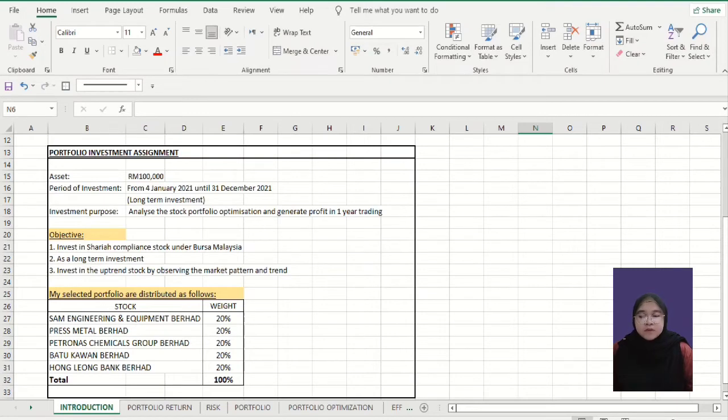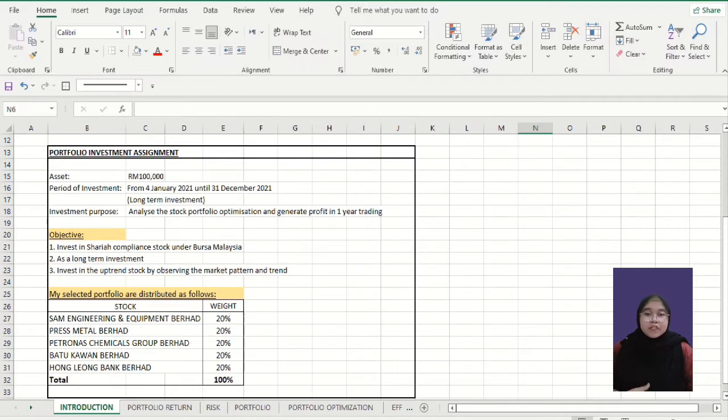So here are my 5 selected stocks. First is SAM Engineering and Equipment Berhad, which is under manufacturing and aerospace industrial. Second, Press Metal Berhad under aluminium and metal products industrial. Third, Petronas Chemicals Group Berhad, which is under oil and gas industrial. Fourth, Batu Kawan Berhad, one of the companies under chemical and plantation industrial. And the last one, Hong Leong Bank Berhad, which is under bank and financial services.